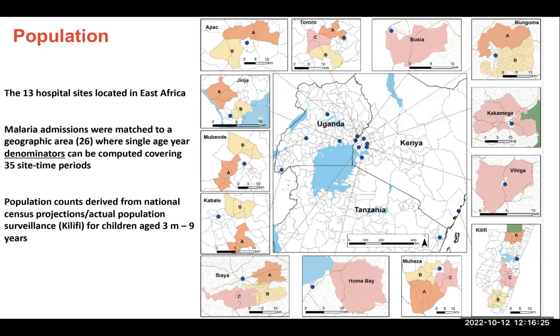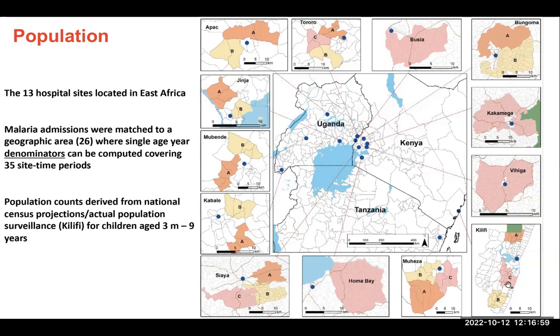And the data covered 35 site time periods. And this is because some of the sites contributed data for more than one time point. And so to compute the population counts of these selected catchment areas, the population counts were derived from the national census projections. And we also used the age structures as provided by the demographic household survey data to try and compute what the age-specific population estimates were for the catchment areas that we included for this work.